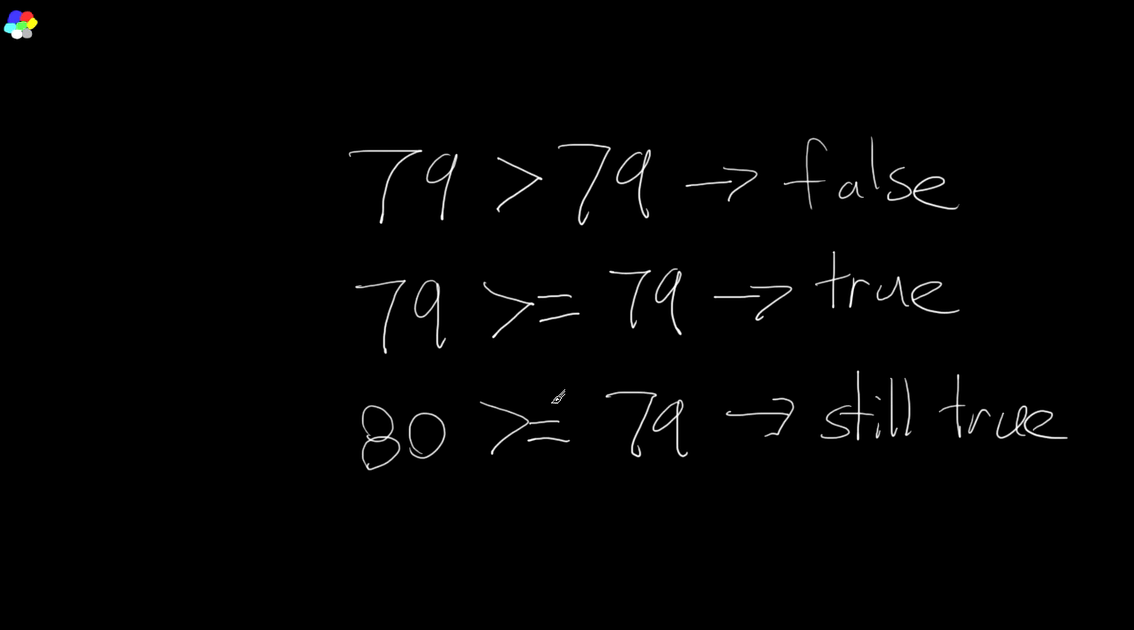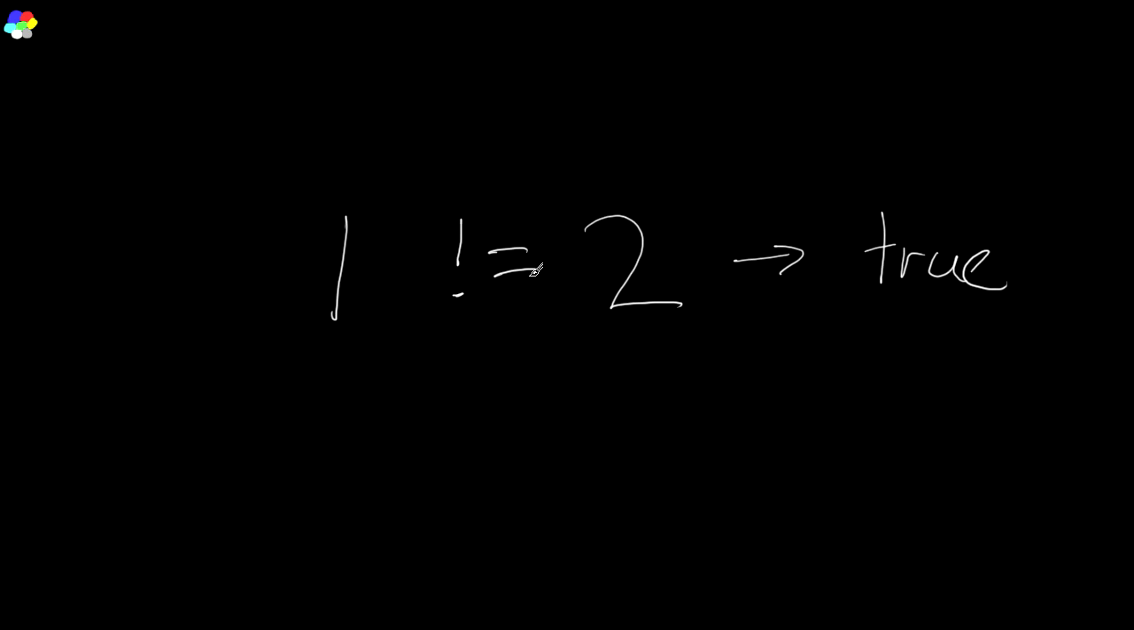Now you can combine the greater than and the less than operator with the equals operator like this. So for example, 79 greater than or equal to 79, that's true. 80 greater than or equal to 79, still true. Now, one last very useful comparison operator is the not equals operator. This one returns true if the operands are not the same. So it's the opposite of the equals.